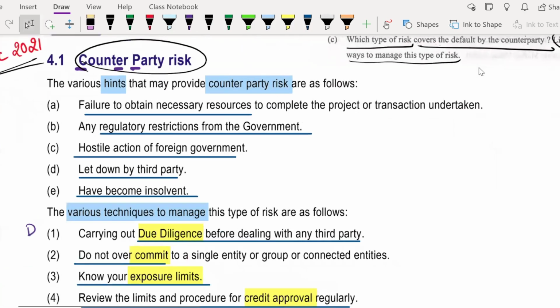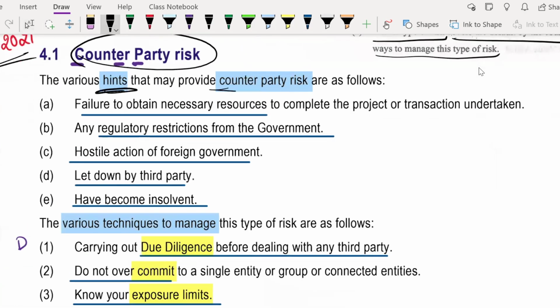Okay. So first, let's study what are the hints that may indicate counterparty risk. From what can you know that this is a counterparty risk? So in the exam, they can give one of these hints, and they can ask which risk this hint is related to. Okay, and then they'll ask you what are the various techniques to manage this.